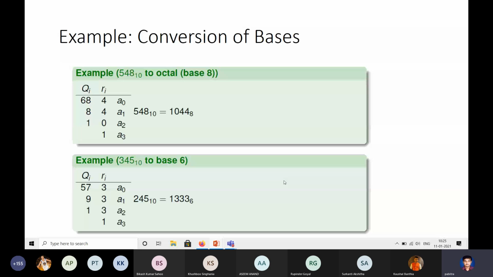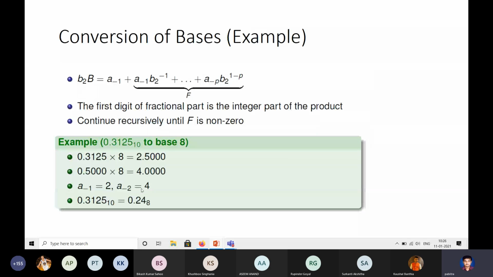So for example, if I convert 0.3125 base 10 to base 8, I would multiply 0.3125 by 8. I'll get 2.500, and I keep only the integer part. Similarly, for the fractional part, again I multiply by 8, I get 4, I keep the integer part. I go on doing this till the fractional part is 0. So A minus 1 is 2, A minus 2 is 4. Now I write it in the same order, because for the fractional part, the most significant digit is recovered first, then the second most significant. So 0.3125 base 10 is 0.24 base 8.